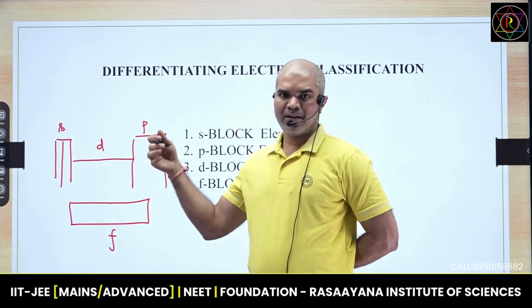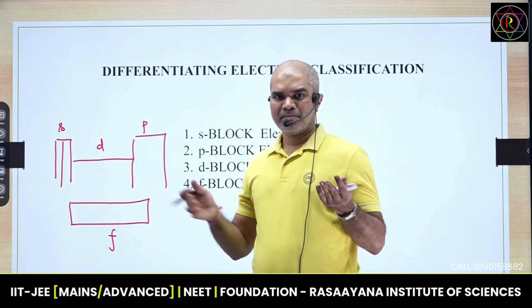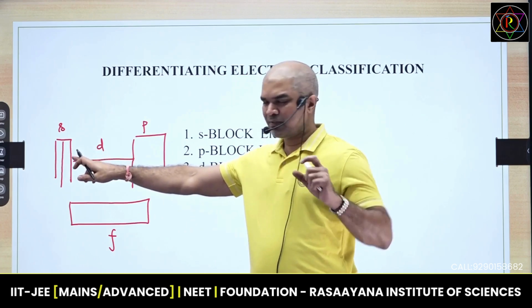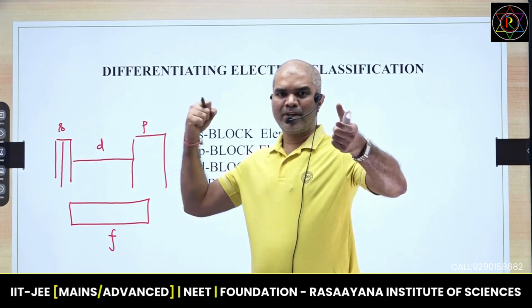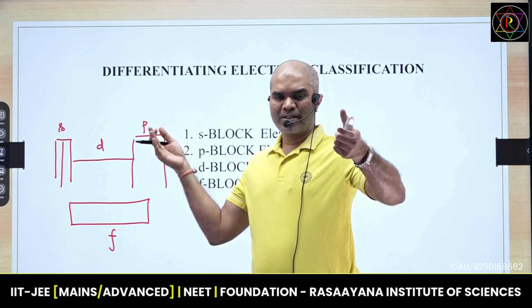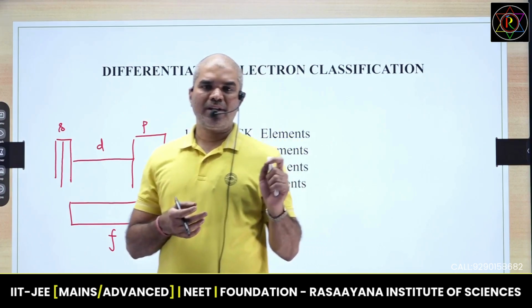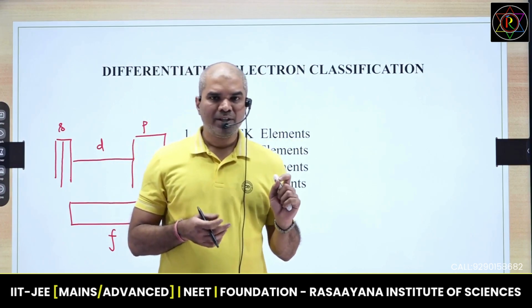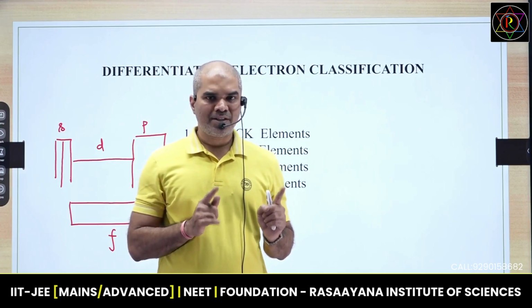They are highly reactive, highly electropositive. They are ready to lose electrons. Since they are so electropositive, they are ready to lose electrons. When they are ready to lose electrons, we call them very strong reducing agents. They have very high negative potentials. Since they have very high negative potentials, we call them strong reducing agents. Okay, so 1A and 2A group elements are very strong reducing agents.